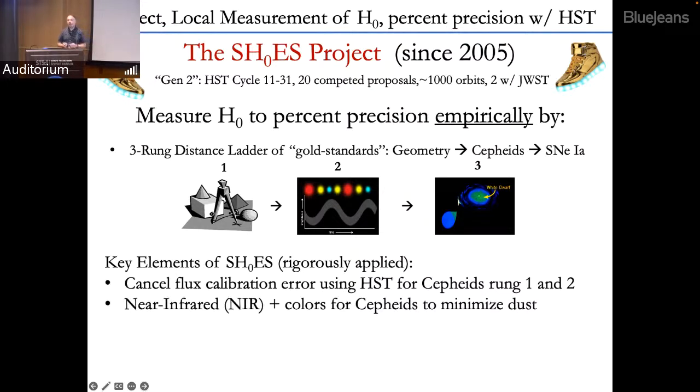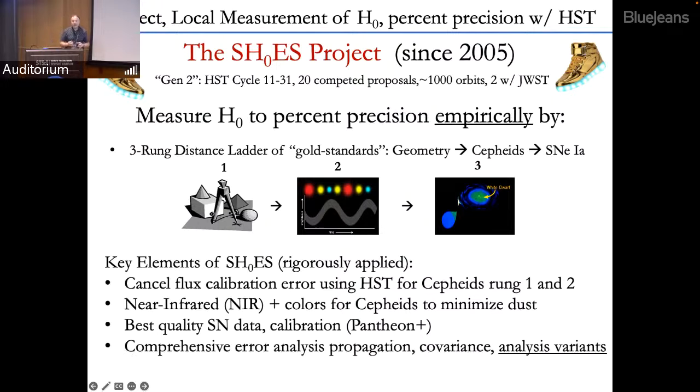It's crucial to measure in the near infrared to reduce the impacts of dust. The first generation was primarily in the optical. It is also crucial to use the best quality supernova data, not things from the photographic era of the 1930s, but modern, well-calibrated data. We use the Pantheon Plus sample. It's also crucial to carefully propagate errors all the way from the beginning of the distance ladder to the end, to keep track of covariance between data sources with common errors, and to undertake a wide range of analysis variants to see if the results are robust.